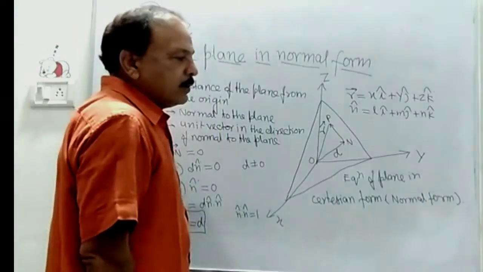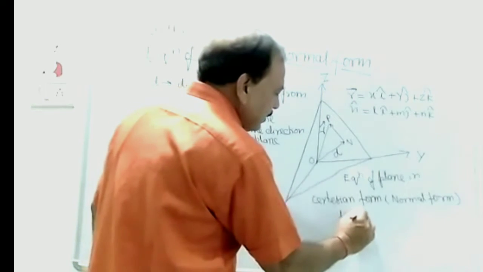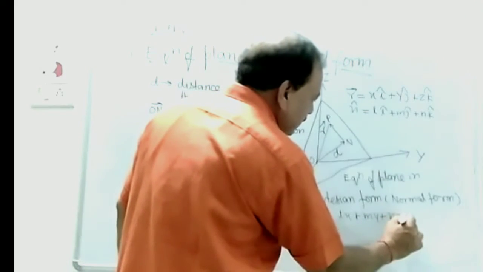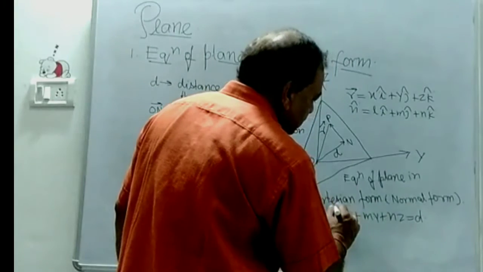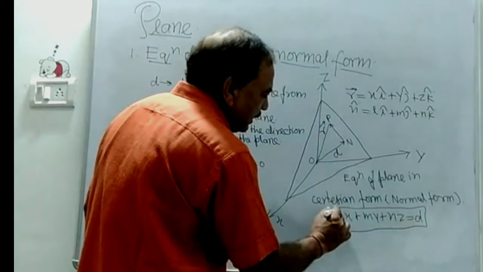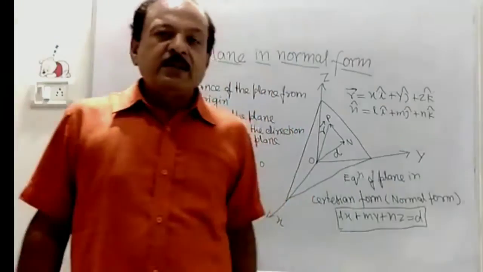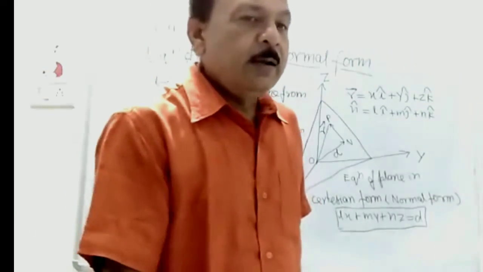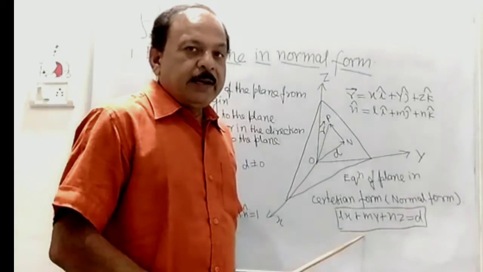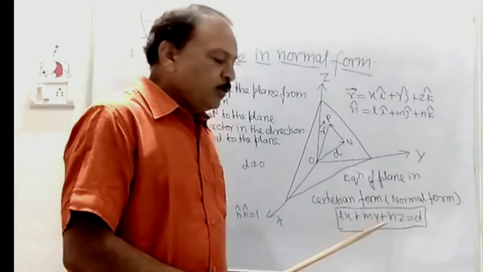Form and Cartesian form, that is what? lx + my + nz = d. Now here you remember the coefficient of x, y, z is the direction cosine of the plane. Here l, m, n.